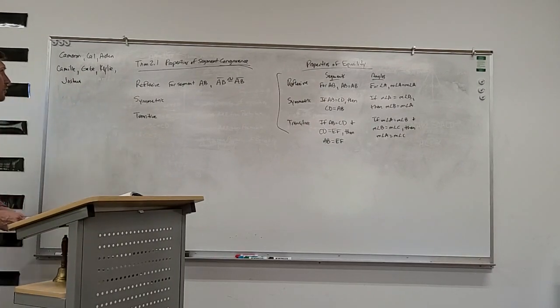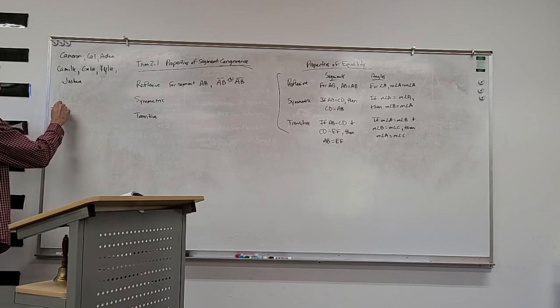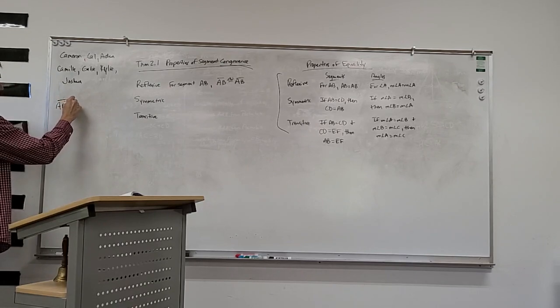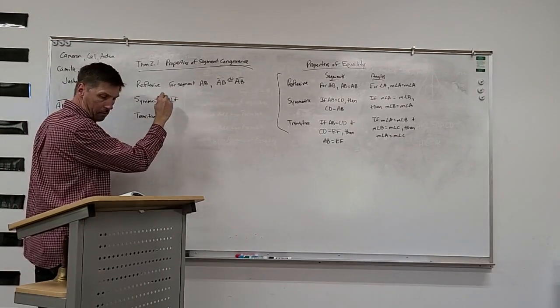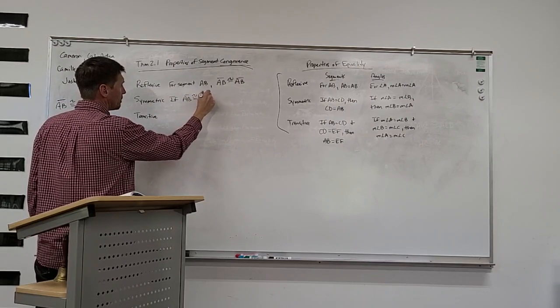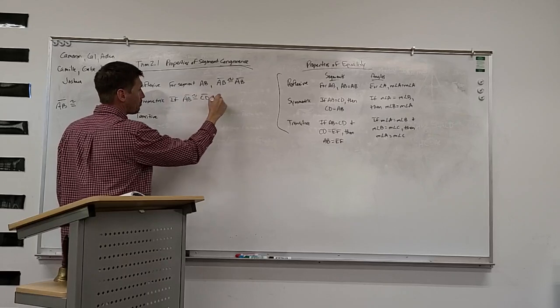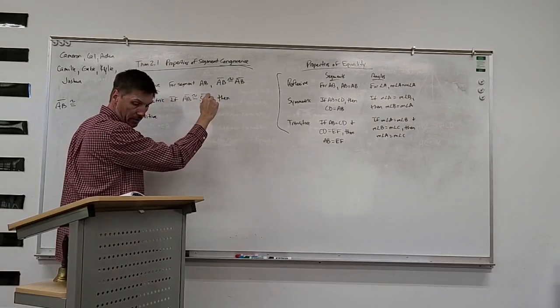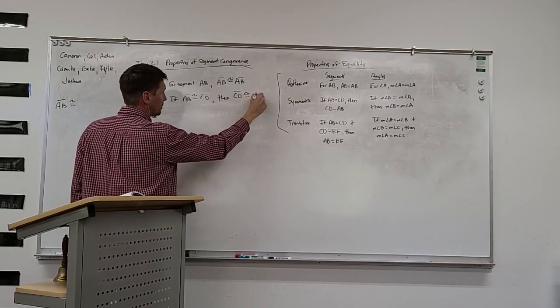If you're doing a proof, you may say something like, I know that... maybe we know this. Let me do the next one here. If AB is congruent with CD, then we can say the reverse, and CD is congruent with AB.